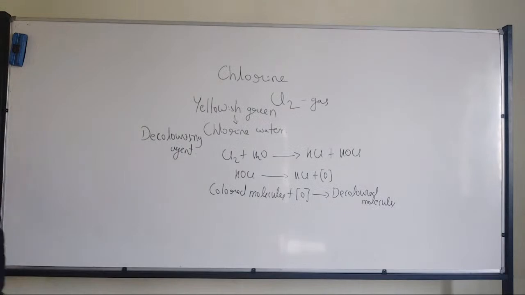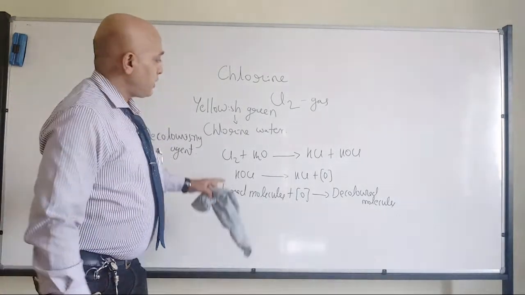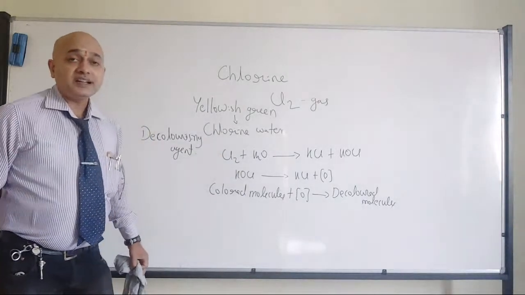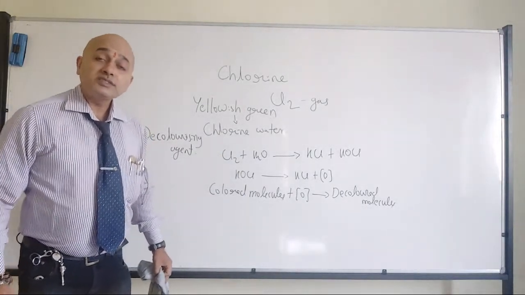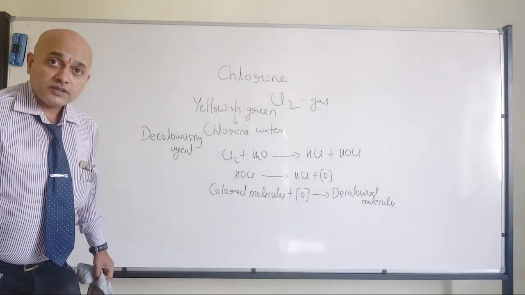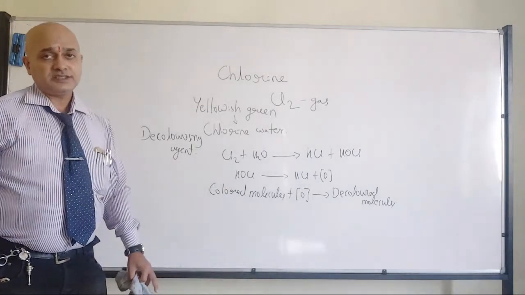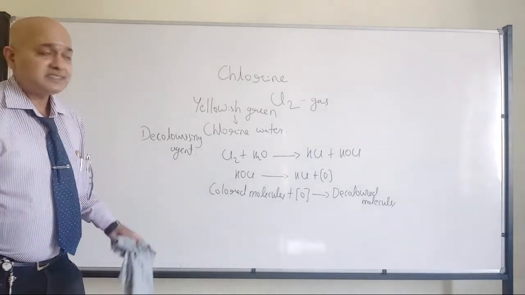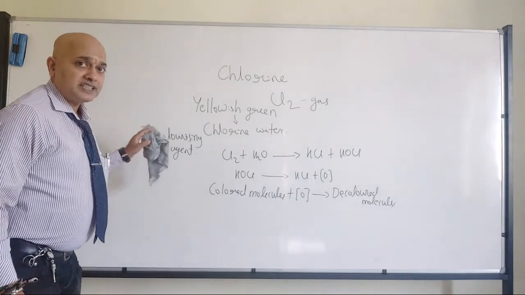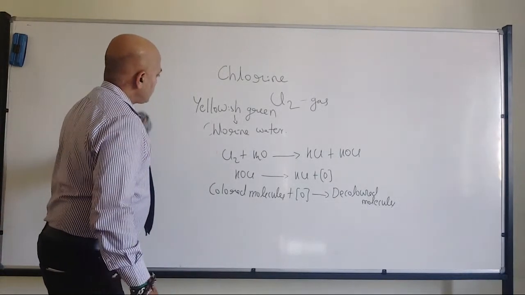So that's where we have the important properties of chlorine water or chlorine: decolorizing property, oxidizing property, and losing the yellowish green color due to these reactions. Okay? Any doubts in this? Shall we move to the next one? Okay. Now this is related to chlorine.